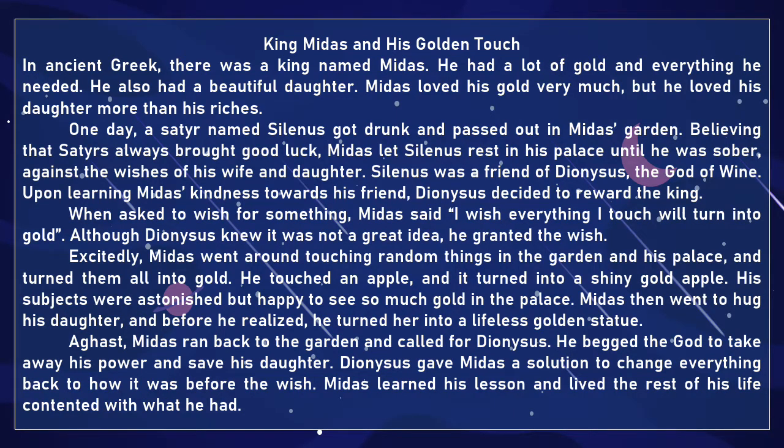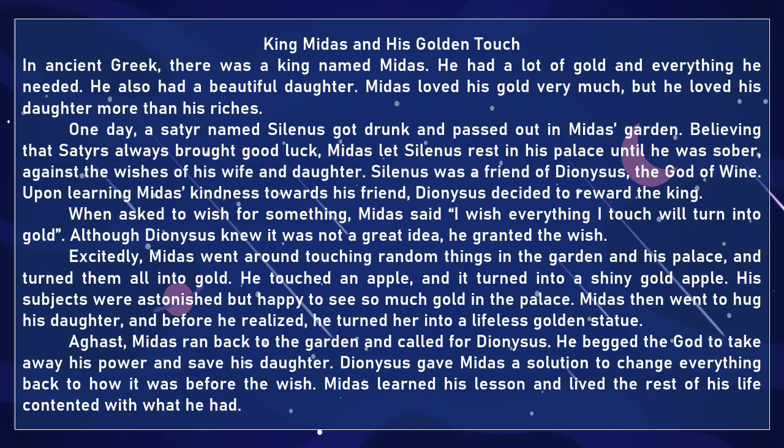When asked to wish for something, Midas said, "I wish everything I touch will turn into gold." Although Dionysus knew it was not a great idea, he granted the wish. Excitedly, Midas went around touching random things in the garden and his palace and turned them all into gold. He touched an apple and it turned into a shiny gold apple. His subjects were astonished but happy to see so much gold in the palace.